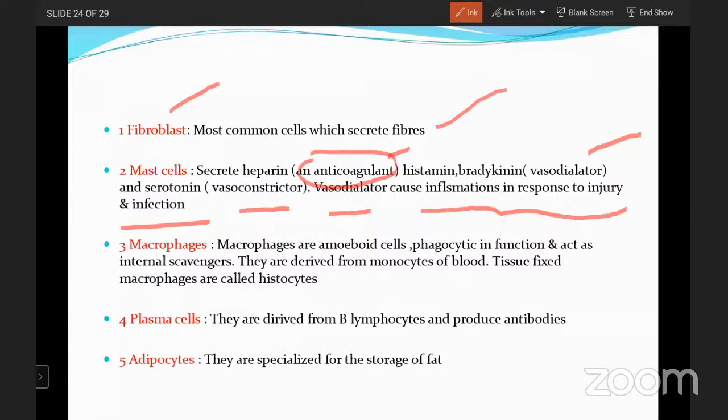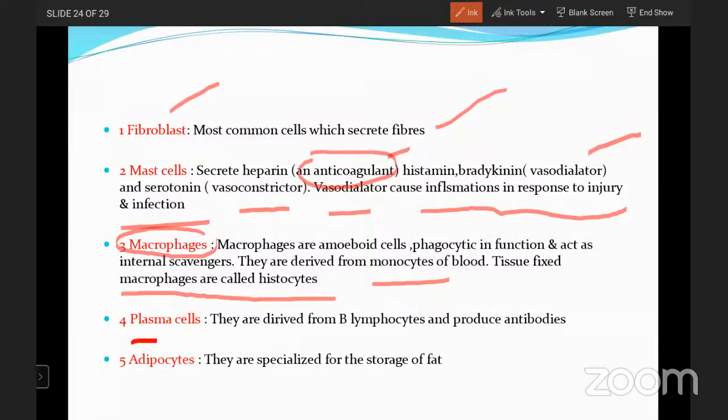Macrophages. The term itself is indicating: macro. They are amoeboid cells, phagocytic in function, and act as internal scavengers. They are derived from the monocytes of the blood. They have a phagocytic function, which means they destroy disease-causing agents. Tissue-fixed macrophages are called histiocytes. The macrophages which are attached to the tissue are called histiocytes. This is about the macrophages.